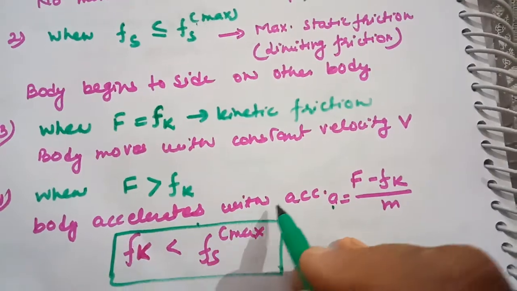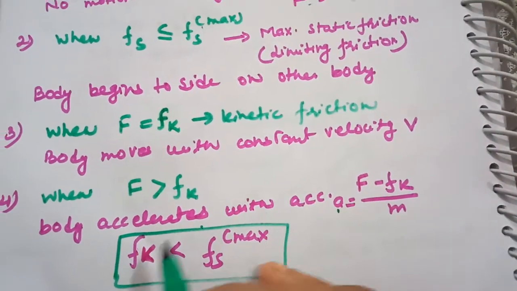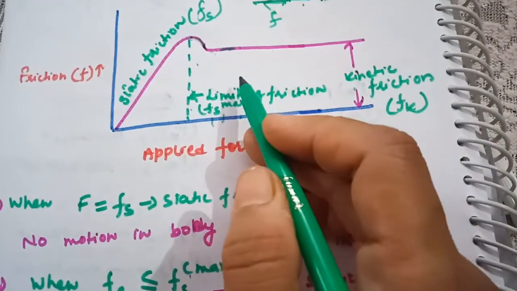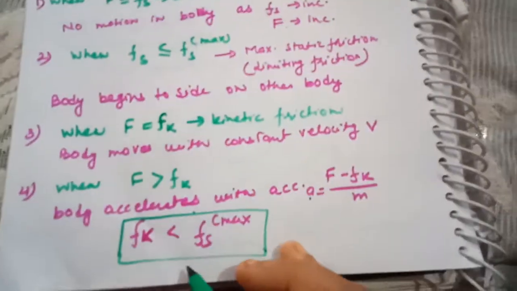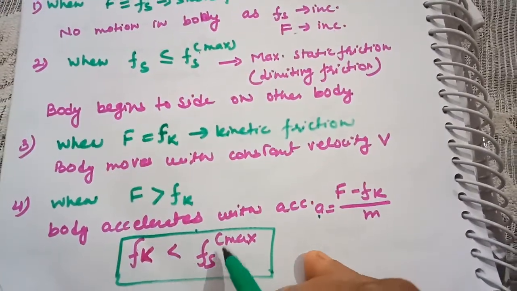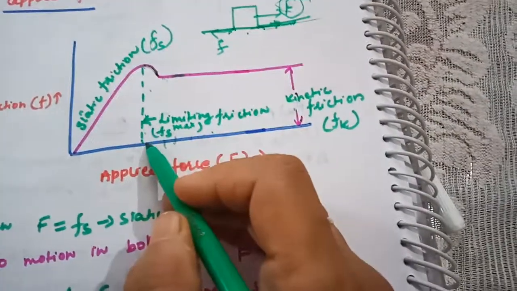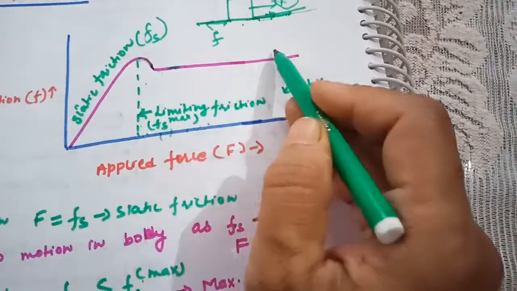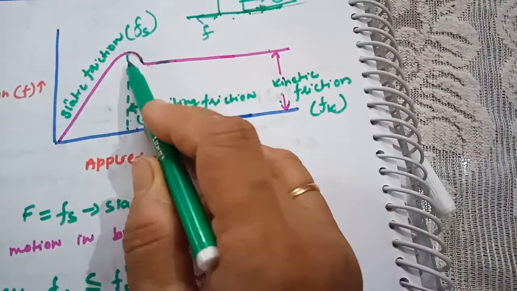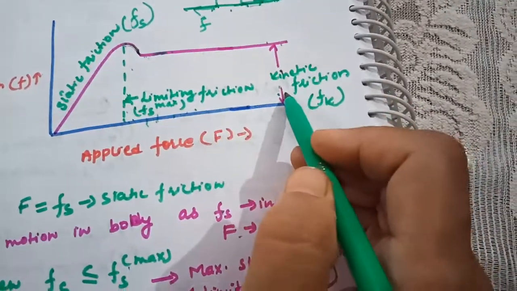So now the body continuously accelerates with this acceleration, and from this concept we conclude that the kinetic friction is always less than the maximum static friction. See, this is the limiting friction value, meaning the maximum static friction, and this is the kinetic friction. So the static friction is always greater than the kinetic friction.